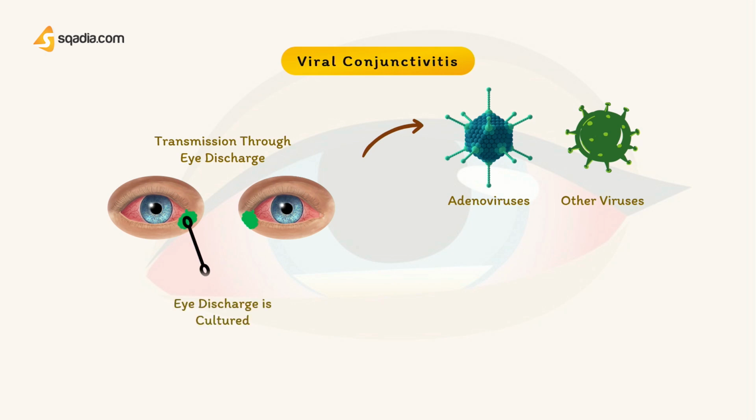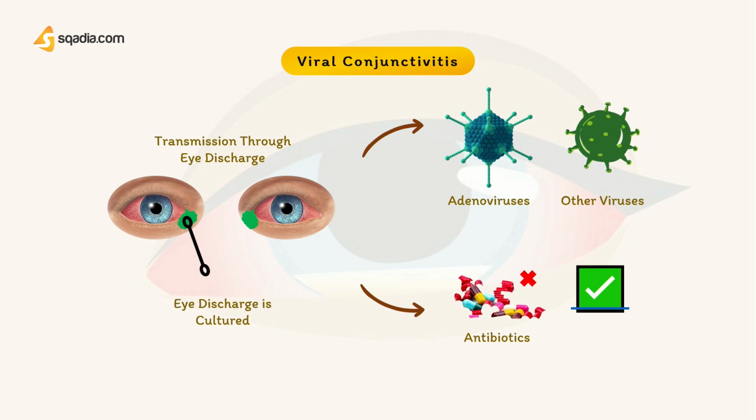If the causative agent is uncertain, eye discharge can be tested to aid in the diagnosis. Now, how do you treat such kind of viral conjunctivitis? Usually the antibiotic treatment of viral conjunctivitis is ineffective and symptoms usually resolve without treatment within a week or two.